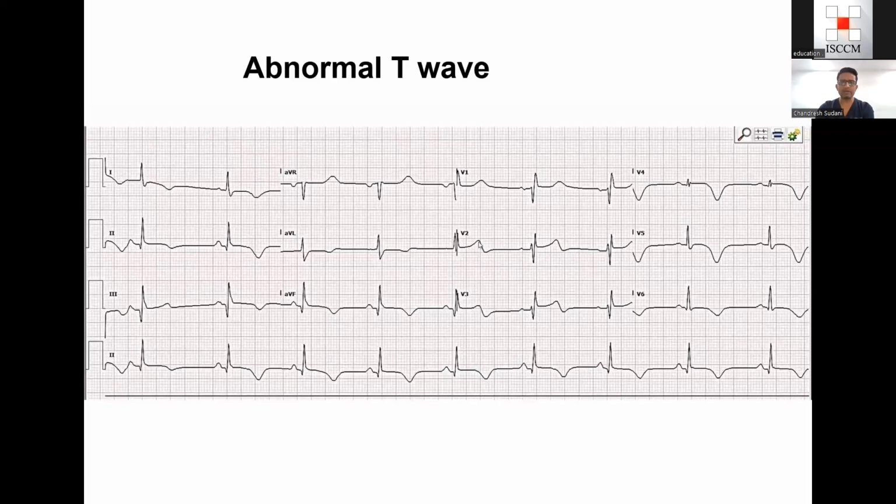What do you call the T wave? When do you call the T wave really abnormal? Here, when you see that significant T wave inversion, you can see here, and here also from V1 to V6, you can see that it is a T inversion in almost all the chest leads.